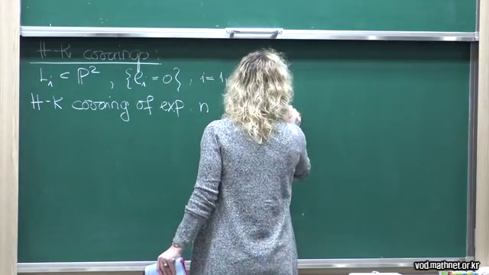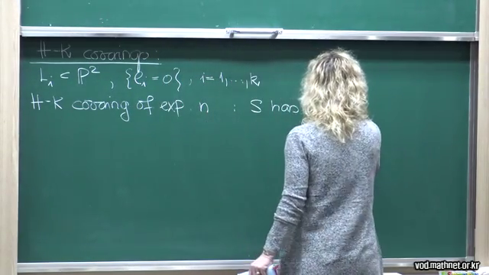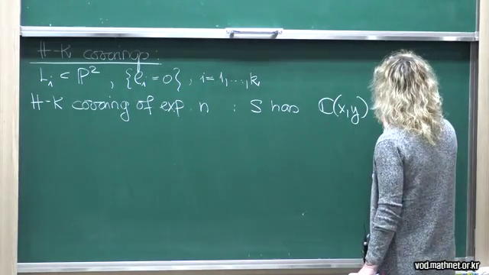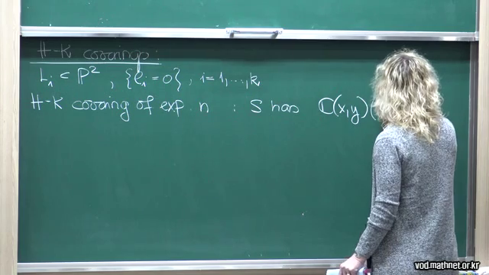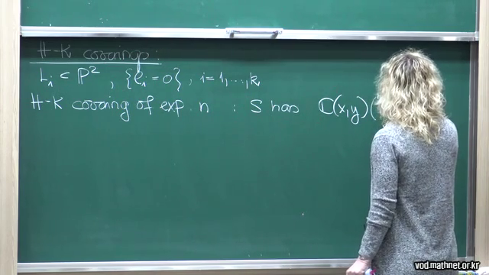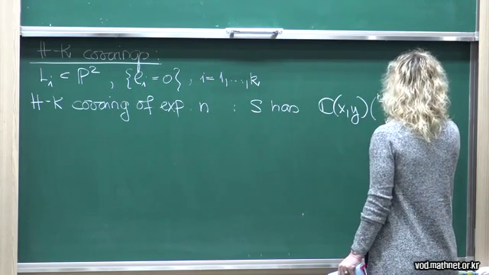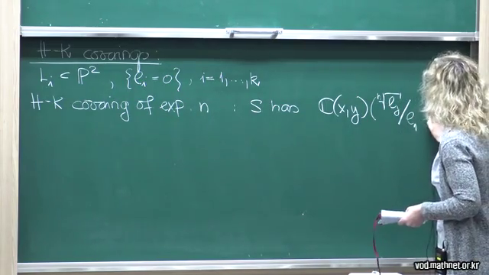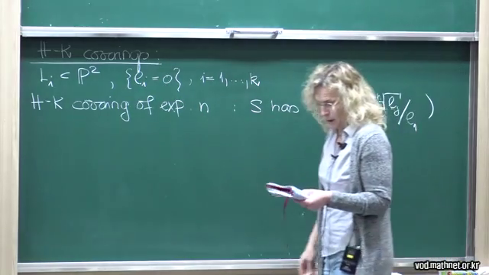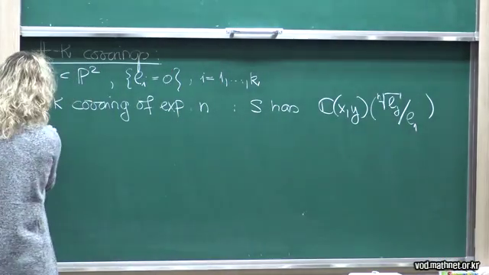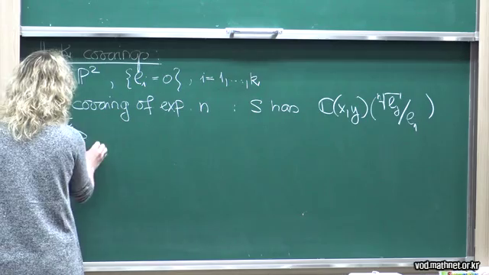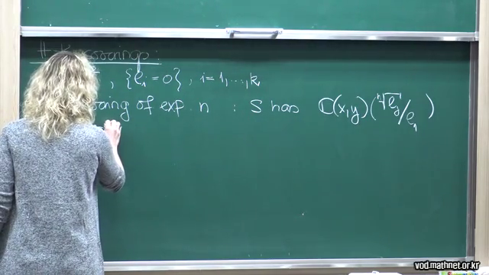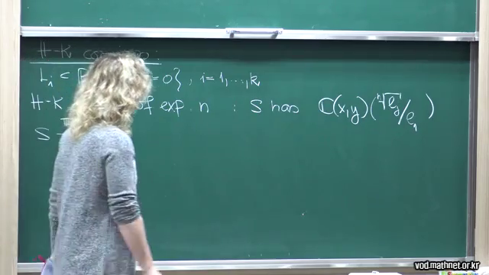S has functions. So birationally, this is given by the function field C(x,y), and then you take the nth root of Lj over Li, L1. This is a Galois covering of P2.